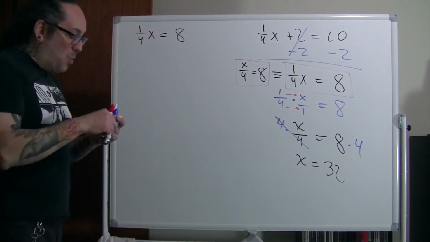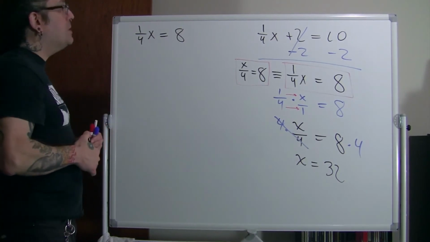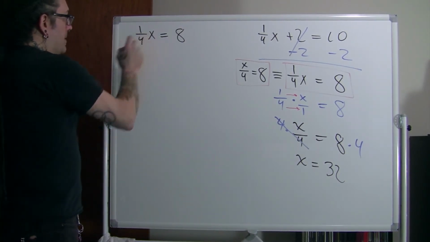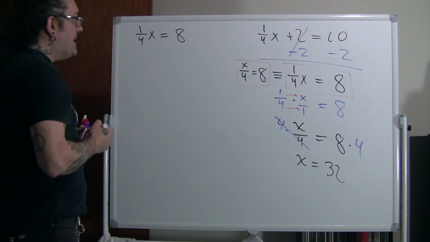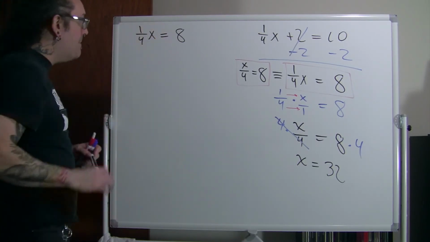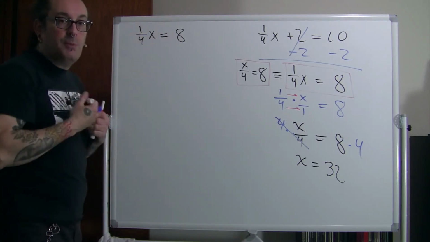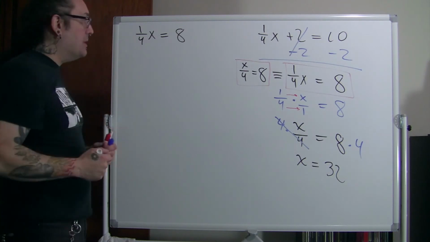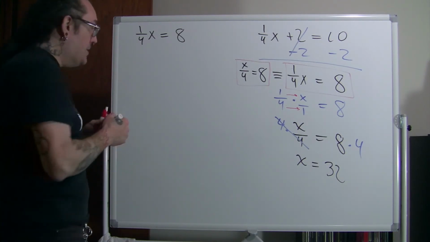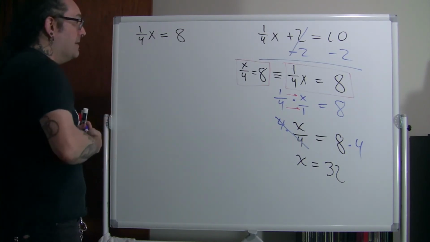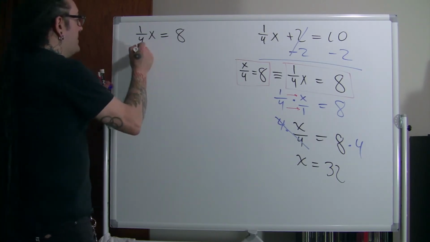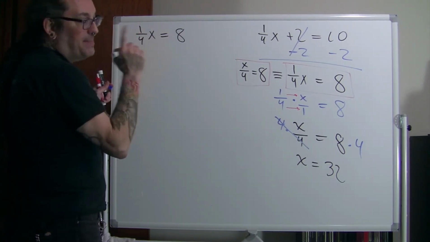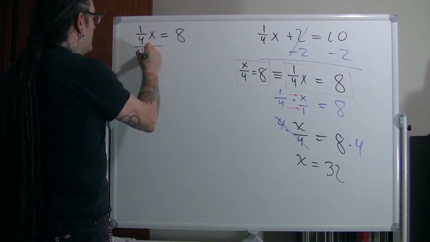Okay, so let's talk about one other thing. Since this is a multiplication problem, something is multiplying x, so I'm supposed to divide by it in order to do that. And that's fine. I can do that. Let's show what that looks like and then discuss what actually happens. So I divide both sides by 1/4. I can do that.